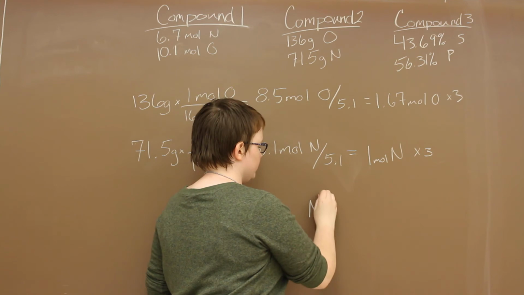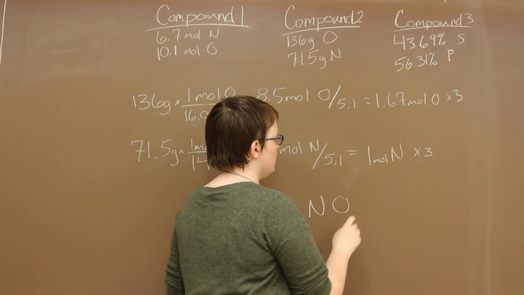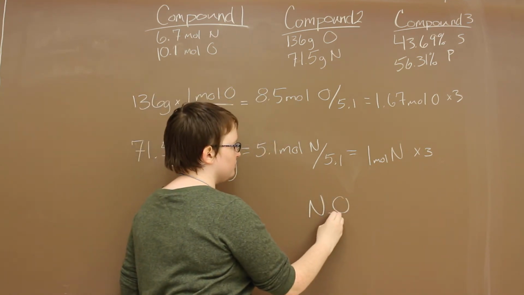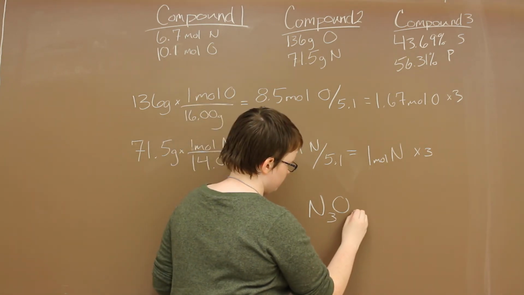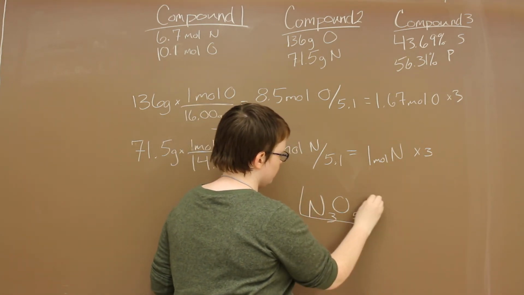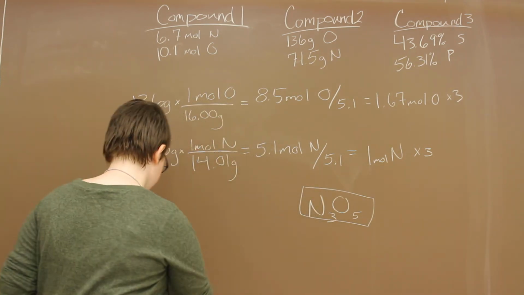and we'll end up with an empirical formula of N3O5. So that's our empirical formula for this compound.